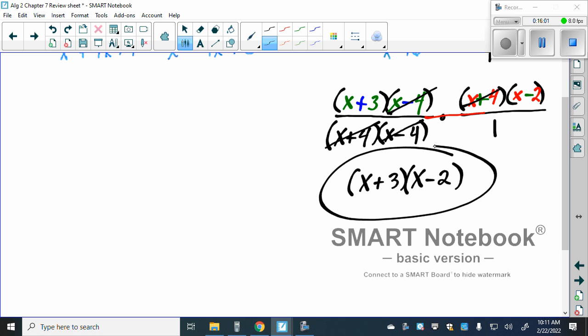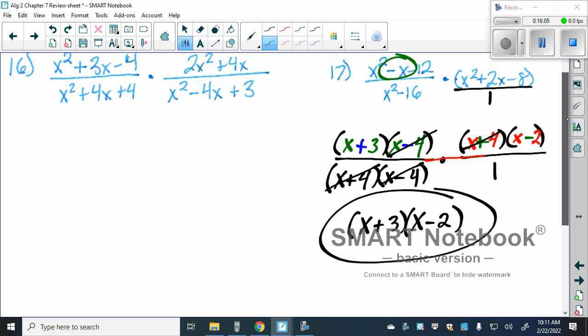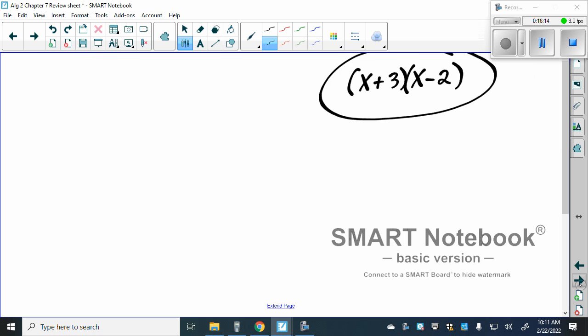Any other questions on number 16? Or 17, sorry. Any other questions on 17? Any other questions on the multiplication or division? Okay. Let's move on and look at 19.